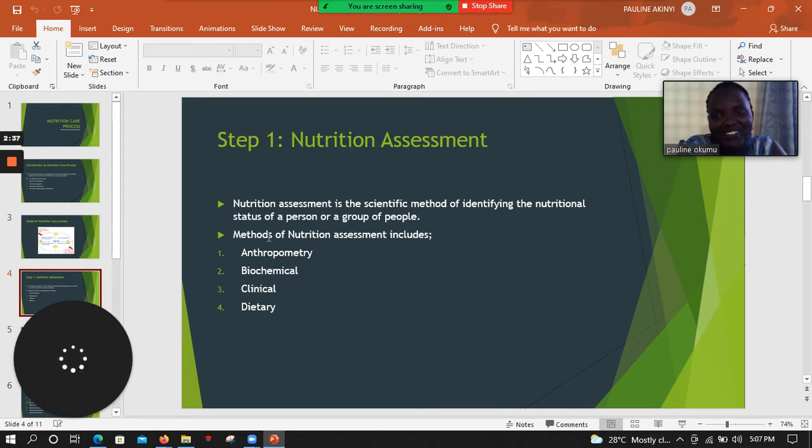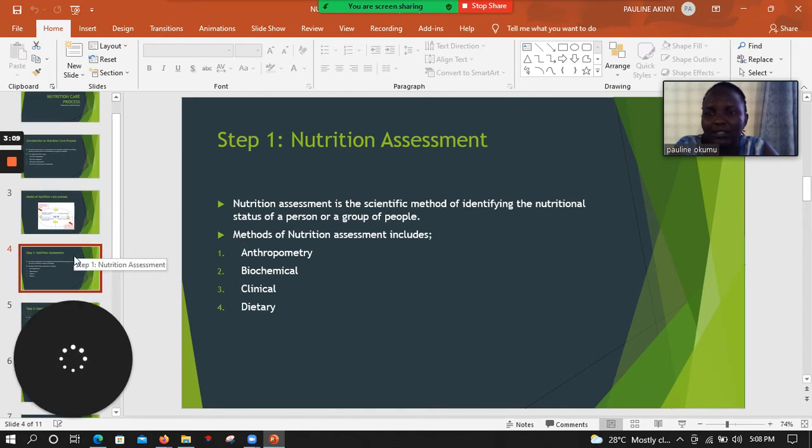So we look at some of the methods of nutrition assessment, and we are going to highlight 4. There are various methods, but we'll discuss the 4 major ones. So we have anthropometry, biochemical, clinical, and dietary methods. These are also known as the ABCDs of nutrition assessment. As you can see, we can give them initials of A, B, C, D. So we start looking at A, which is anthropometry.